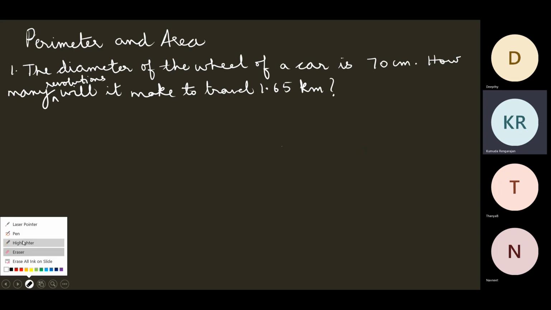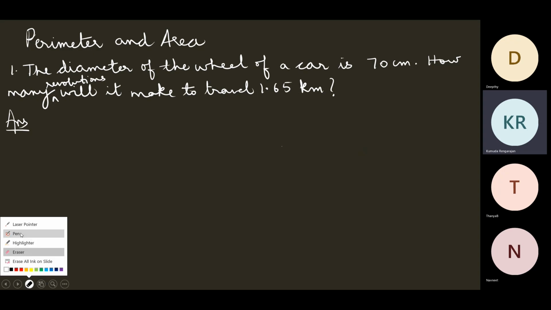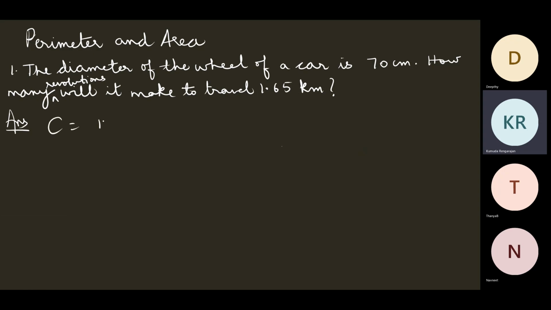Okay, we have sort of understood something. May not completely. It's okay. Now let's try to answer this question. The diameter of the car is given. So first you have to find the circumference. C is equal to pi d. You all know that. Let's find that.